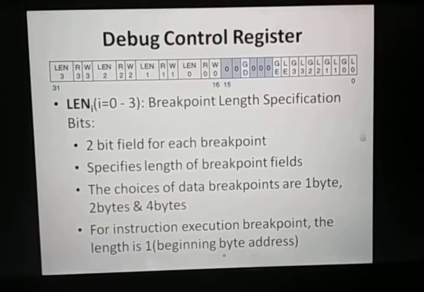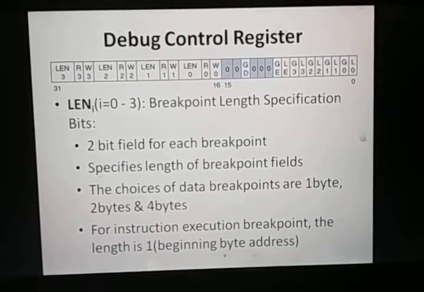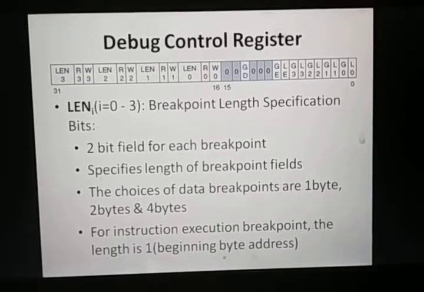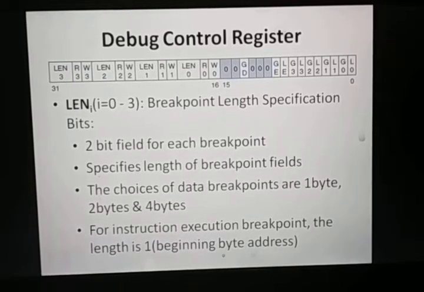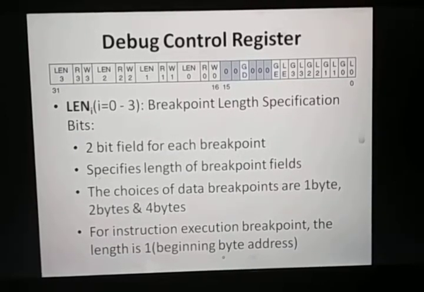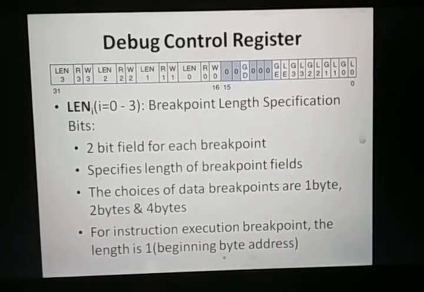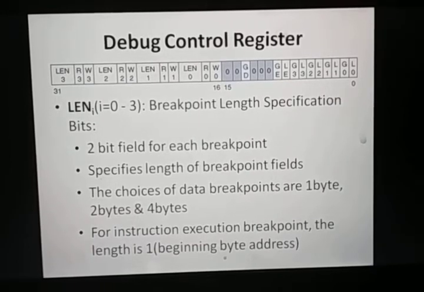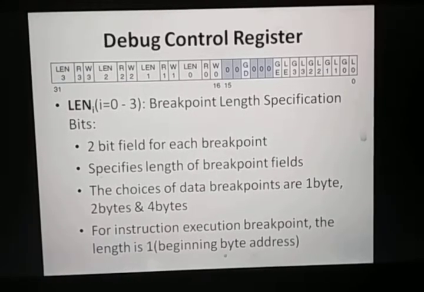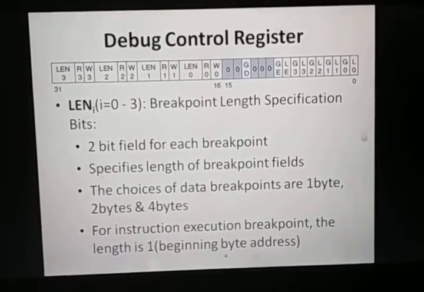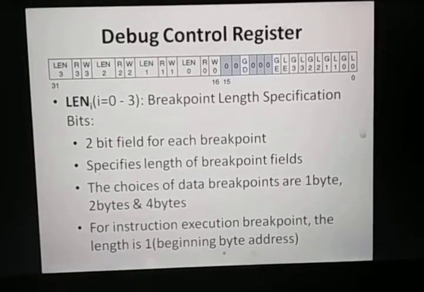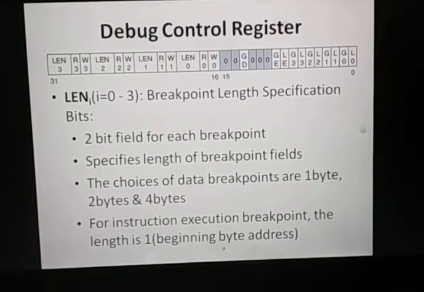First we will discuss the length bits, LENi. In this diagram you can see length 0 to length 3, so the value of i is 0 to 3. These are the breakpoint length specification bits, which define the breakpoint length condition. It is a 2-bit field for each breakpoint and specifies the length of the breakpoint field. The choices for a data breakpoint are 1 byte, 2 byte and 4 byte. For an instruction execution breakpoint the length is 1.